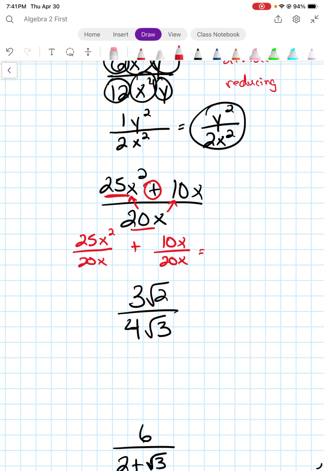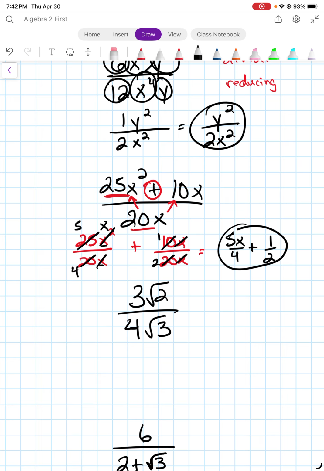So the first one, we're going to work with just the numbers, the 25 and the 20. When you reduce it, it leaves you with a 5 and a 4. When you divide x squared and x, you're subtracting, and that's going to leave you with an x. So that's going to be a 5x over 4 plus. And do the same thing with the second one. The 10 and the 20 reduces to a 1 and a 2 when you divide them both by 10. The x and x, when you subtract, you don't have any x's left, so plus 1/2.